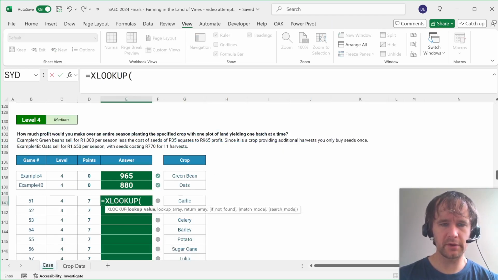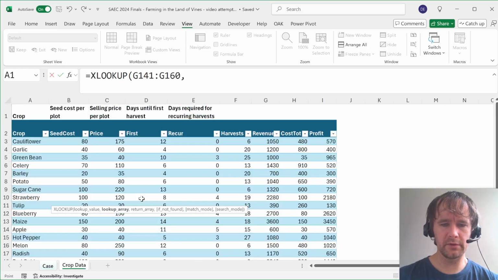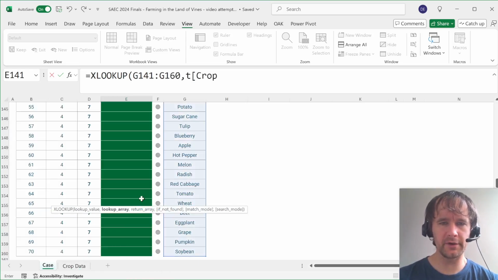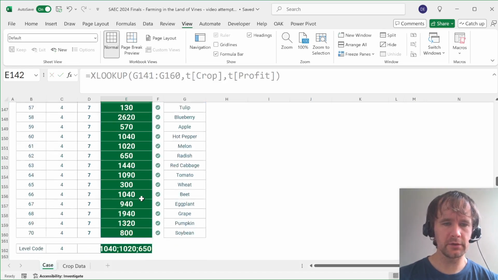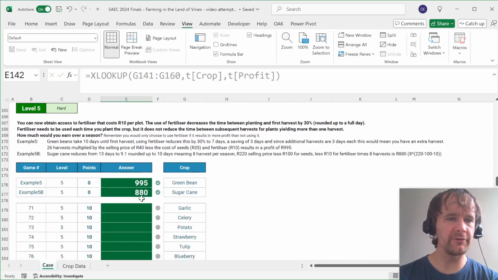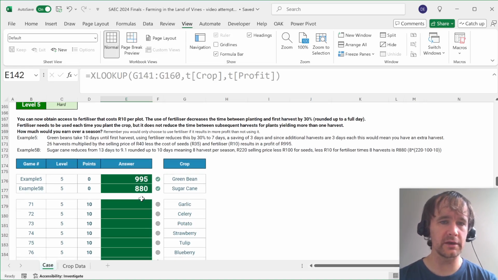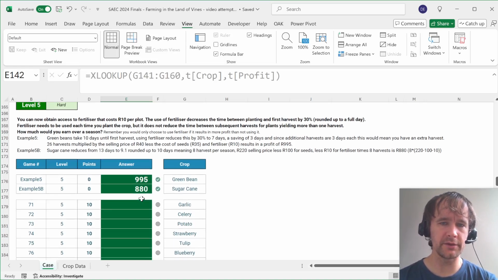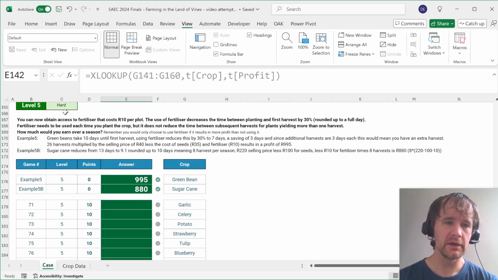And then we can XLOOKUP from these. Again, trying to not go over there. I don't need to go over there. Returning from T, not price, but profit. And that's all good. Okay, level 5. You can now obtain access to fertilizer that costs 10 Rand per plot. The use of fertilizer decreases the time between planting and first harvest by 30%. It doesn't change the time for subsequent harvests. How much would you earn over a season?